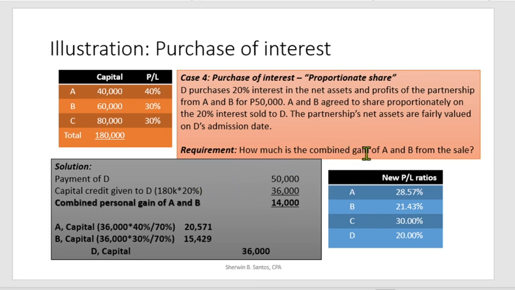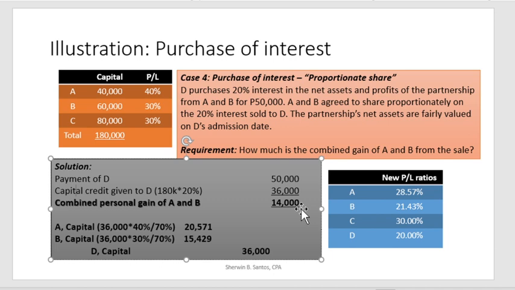This is a personal gain kasi wala namang gain on the partnership. So how do we look at this? How do we account for this? Ang sabi, magbabayad si D ng 50,000 para sa 20% interest. Saan siya nakabase? Based sa net assets and profits of the partnership. Ano ba ang net assets and profits of the partnership? Based on the given data, it is the capital, 180. So the capital credit given to D is 180 times 20%, that is 36,000. Compare mo sa binayad niya, 50,000. So merong combined personal gain of A and B na 14,000.